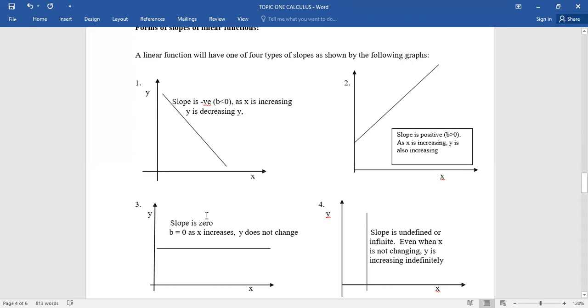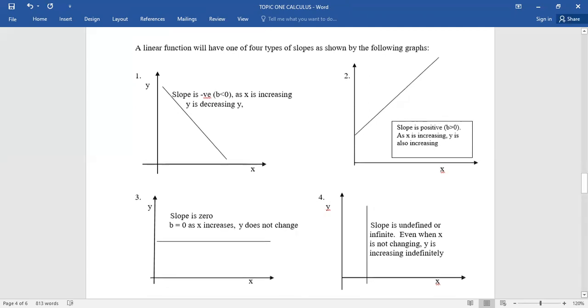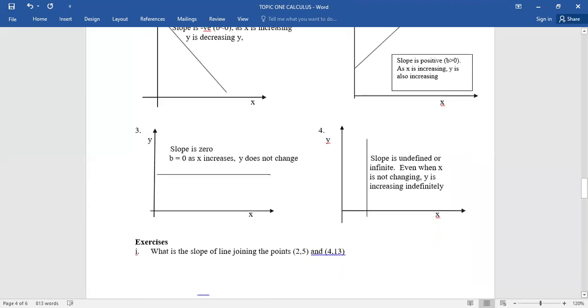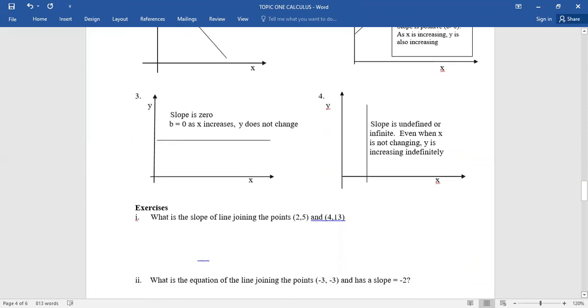Now, when the slope is zero, or when our b is equal to zero, we can see our x is increasing, but y does not change, right? And on the converse, when the line is vertical, the slope cannot be identified, because even when x is not changing, y is still increasing. Are we there? So these are situations when our gradient is infinite. I've given an exercise there. You can attempt it.